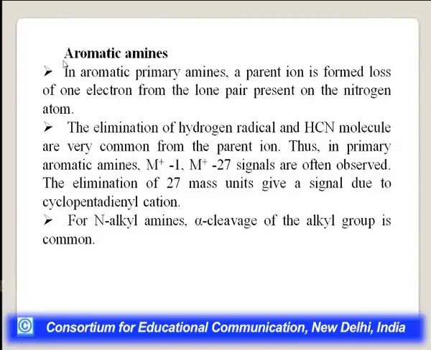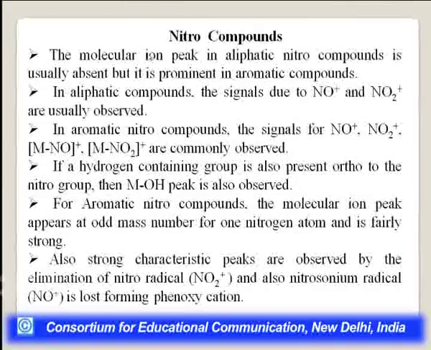Another class of amines, that is aromatic amines. In aromatic amines, a parent ion is formed by loss of one electron from the lone pair present on the nitrogen atom. The elimination of a hydrogen radical and a hydrogen cyanide molecule are very common from the parent ion. Thus, in primary aromatic amines, you will observe significant signals, that is M-1 and M-27. The elimination of 27 mass units gives a signal due to the cyclopentadienyl cation. For N-alkyl amines, alpha cleavage of the alkyl group will be preferred.